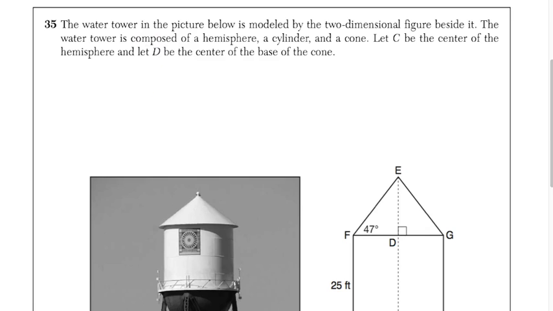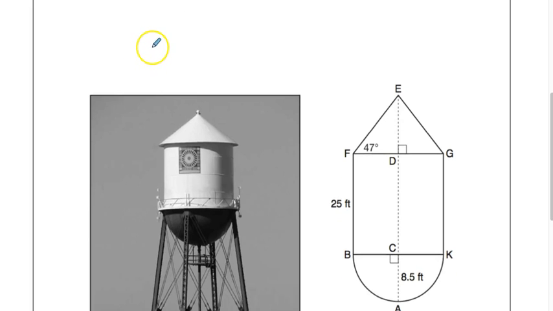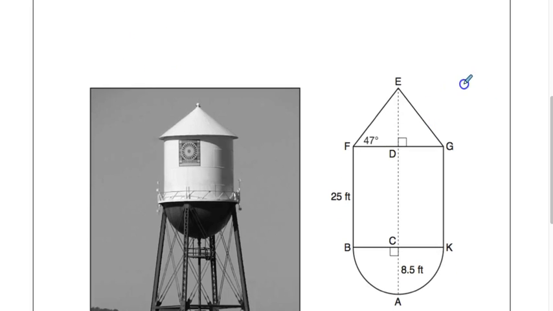The water tower in the picture below is modeled by the two-dimensional figure below it. The water tower is composed of a hemisphere, a cylinder, and a cone. Let C be the center of the hemisphere and D be the center of the base of the cone. So what we have here is the cross section of our water tower. Remember, a cross section is just if we cut this water tower in half, this is what it would look like. So this gives us all our dimensions.